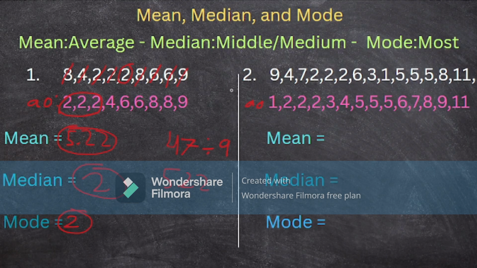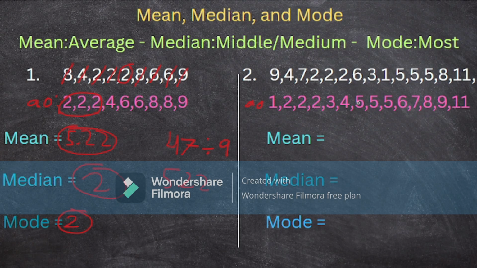Moving to example 2. Make sure to put it in ascending order. So let's get the mean. Let's add them all together first. 1 plus 2 is 3. 3 plus 2 is 5. 5 plus 2 is 7. 7 plus 3 is 10. 10 plus 4 is 14.